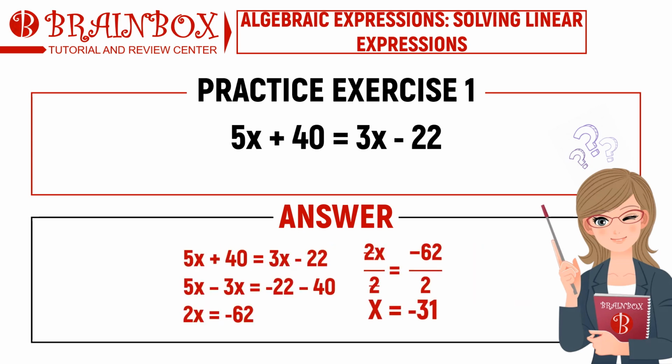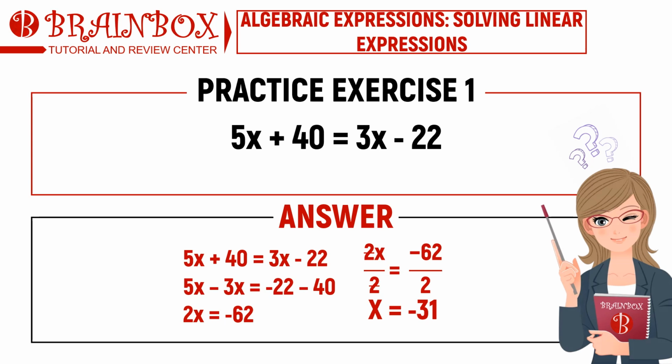Time is up. The correct answer is -31. Following the steps discussed earlier, we first sort the terms of the expression. Next, we combine like terms on either side of the equation like so. The left side is reduced to a single term 2x, while the right side is now just -62.